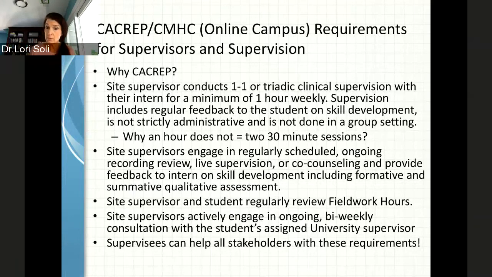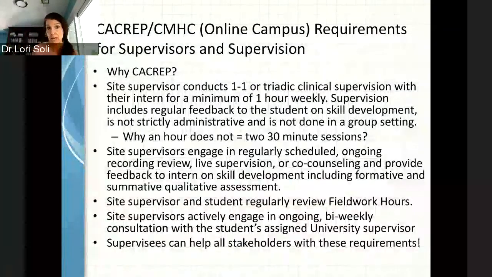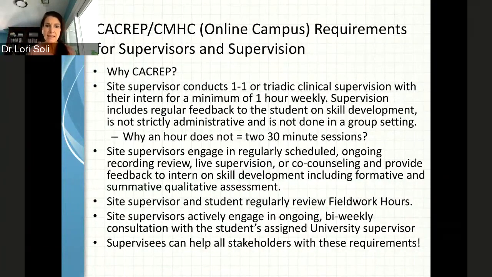In our program, our university supervisors also conduct an hour and a half a week of required group supervision. And that takes place in a Blue Jeans room or in another video context if that changes. And you as students are required to attend group supervision for CACREP as well for a minimum of an hour and a half each week. And supervisors can help all stakeholders with those requirements.